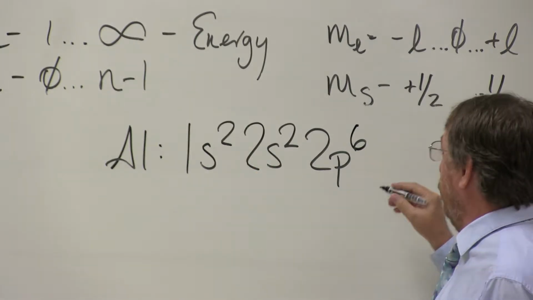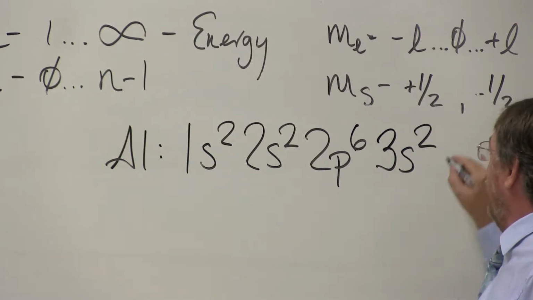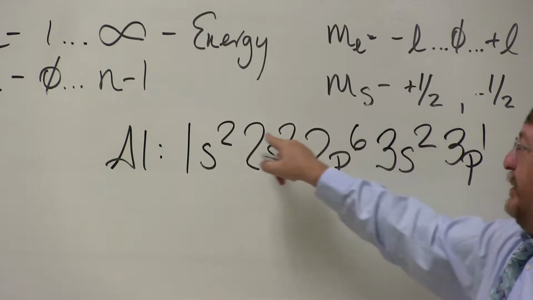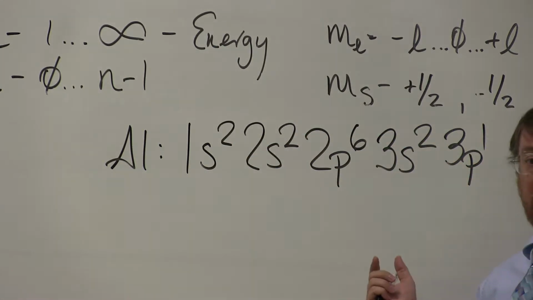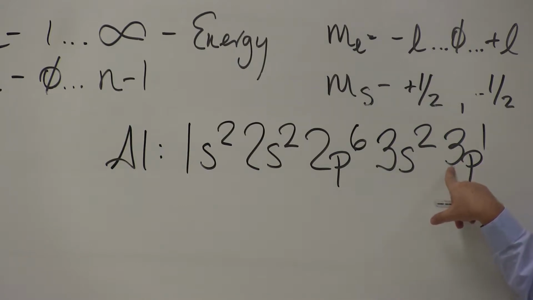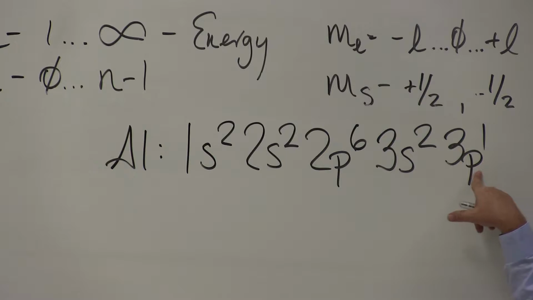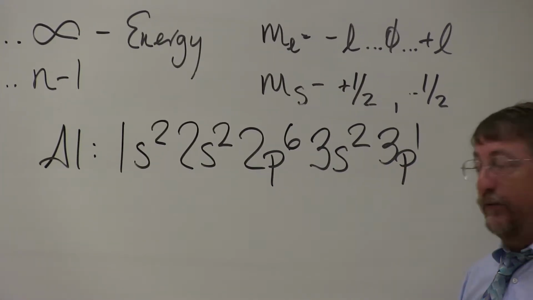Aluminum has 13 electrons. So I'm going to go to the 3s. 3s holds 2 electrons, and then the 3p holds 1 electron. The sum of the exponents here should equal the number of electrons. So this is Bohr's principal quantum number, then L, the angular quantum number, and then our number of electrons found inside of the subshell.